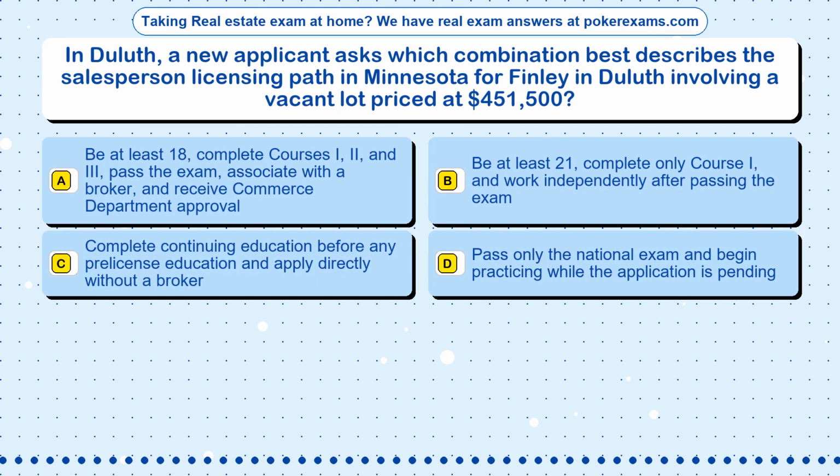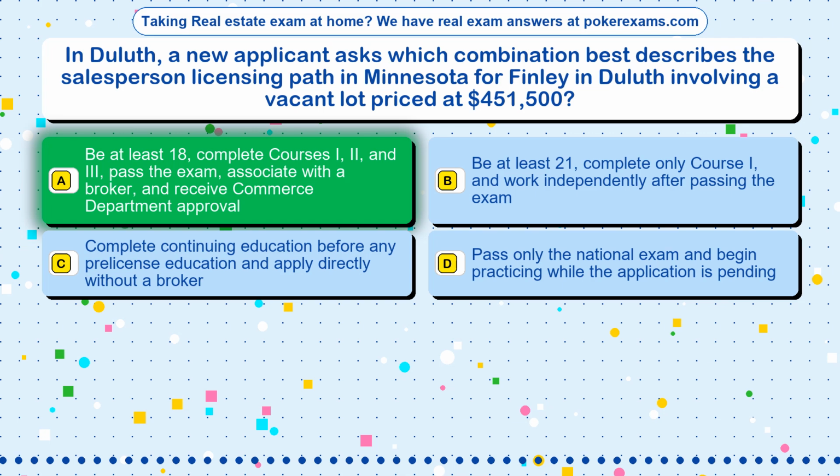Question 21. In Duluth, a new applicant asks which combination best describes the salesperson licensing path in Minnesota for Finley in Duluth involving a vacant lot priced at $451,500. Option A. Be at least 18, complete courses 1, 2, and 3, pass the exam, associate with a broker, and receive Commerce Department approval. Option B. Be at least 21, complete only course 1, and work independently after passing the exam. Option C, complete continuing education before any pre-license education and apply directly without a broker. Option D, pass only the national exam and begin practicing while the application is pending.